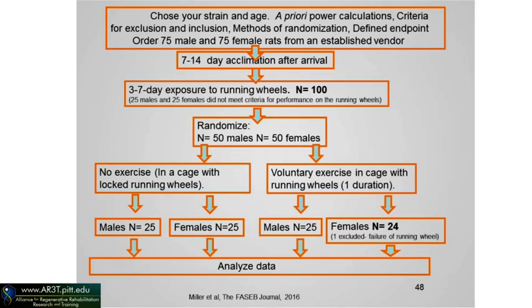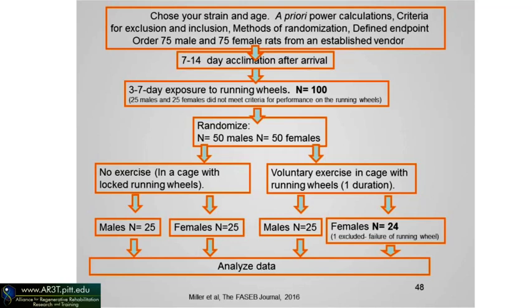Now, there are 25 males and females who do not meet your a priori criteria for how they're performing on those running wheels. They're not stable, even after up to 7 days. So you're going to exclude those, and that's part of your exclusion criteria. So now, these are round numbers, you're down to about 50 males and females that you're going to randomize, some that will have exercise, no exercise.